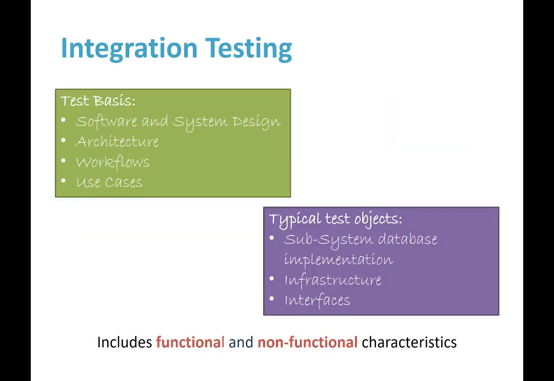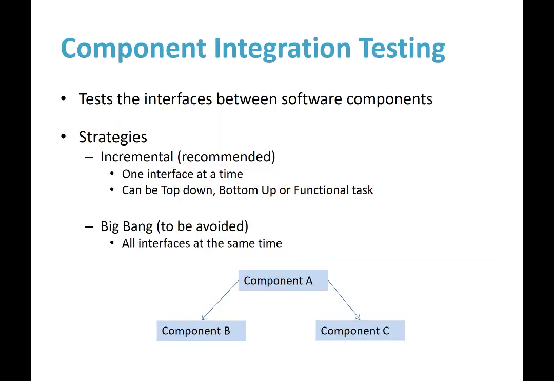So for doing this type of testing, the sort of test basis we would look at is going to be again the requirements and design specification, particularly focusing on the parts of those documents that talk about the architecture, any sort of workflows or any sort of use cases that describe how the system should operate. Again, with that test basis, we're looking for any tests that relate to both functional and non-functional characteristics. And in terms of the sort of objects that we'll have, we could have subsystem databases. We could be looking at tables or different procedures associated with them. We could be looking at different components in the infrastructure or interfaces as well. So lots of different test objects we can be looking at.